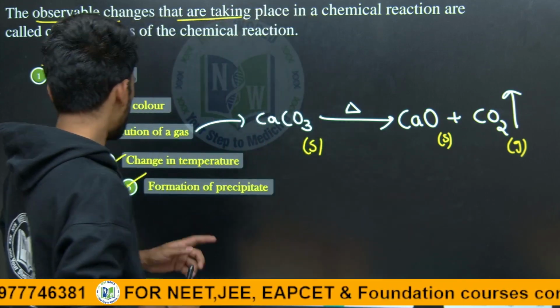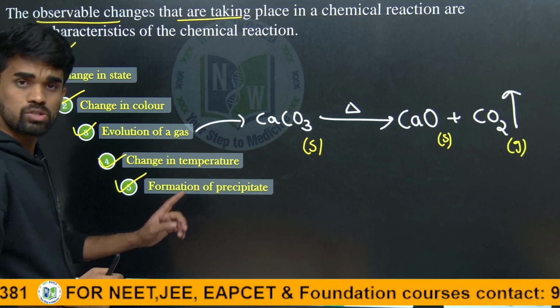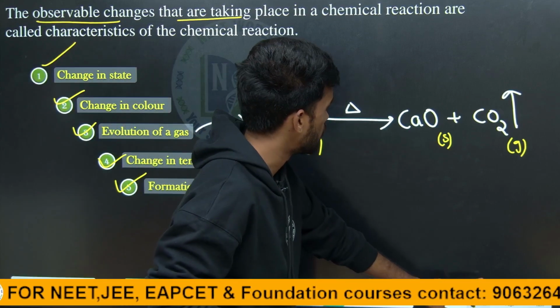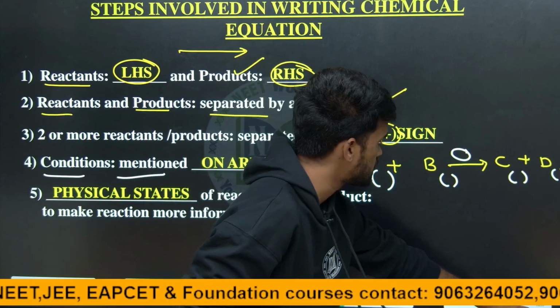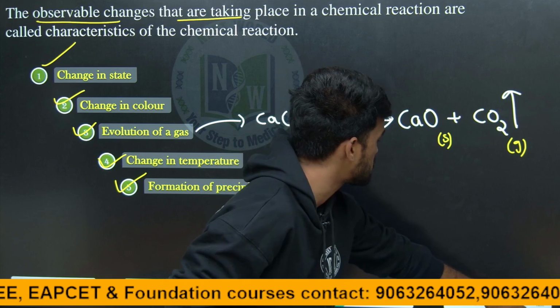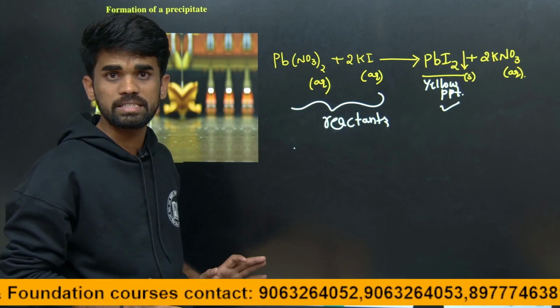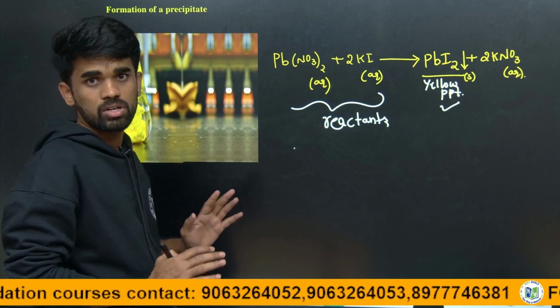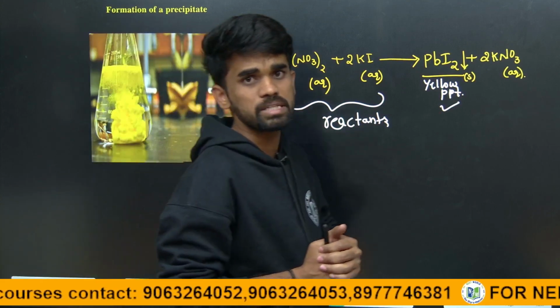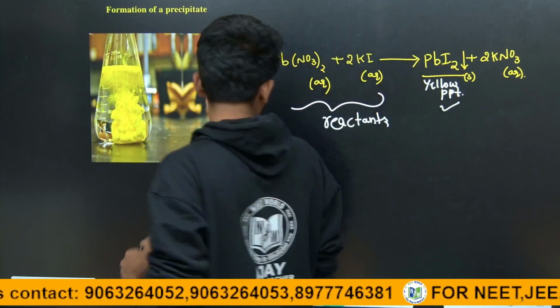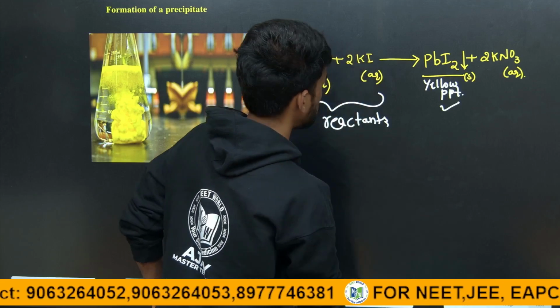Then next, formation of precipitate. Here itself we have seen that during this reaction, precipitate formation is taking place. See, in this reaction also precipitate formation is taking place along with the color change. So this is how precipitate formation takes place. Okay, then next, let us move forward.